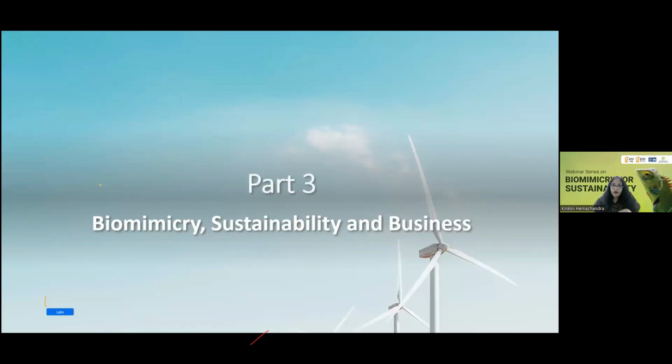So let's talk about the third element. The third part of my discussion is about three concepts: biomimicry, sustainability, and the business world. Can we live without the business world? Can we do anything without the business world? That is why some economists argue that business is the engine of growth, right? So therefore, we need the business sector.